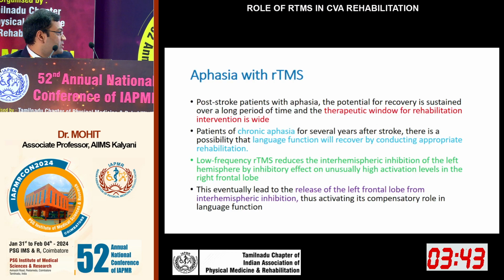Now, rTMS in aphasia. As per literature, the therapeutic window for rehabilitation intervention is much wider. So we can approach the patient even 1 year, 2 years post-stroke. So in chronic aphasia, even several years after stroke, there is a possibility that language function will be recovered by conducting appropriate rehabilitation. The recommended therapy is again low frequency rTMS, which reduces the interhemispheric inhibition of the left hemisphere by inhibiting the unusually high activation levels of the right frontal lobe.